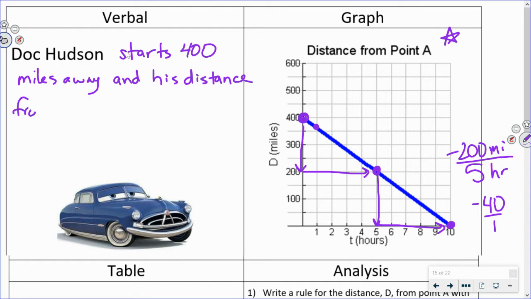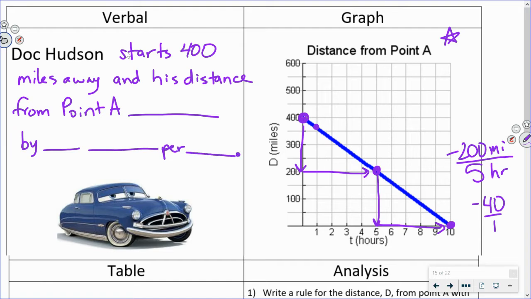His distance from point A, should I let him fill in the blank? Yeah, let me do it. If you want, pause the video, come on back when you're ready.